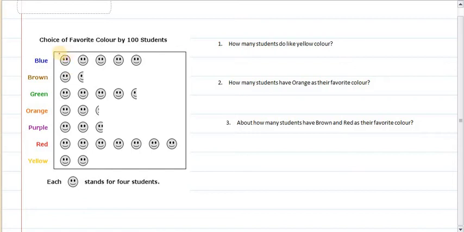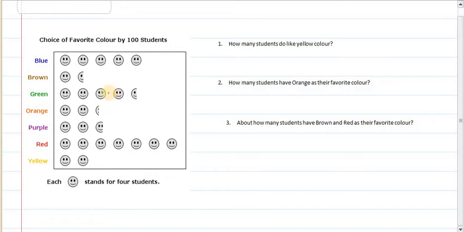That is going to be 28. Now here I have another pictograph. You can see in the picture that the favorite color of 100 students was asked, and depending on their answers, the data was shown in the form of a tally, in the form of a pictograph, and the pictograph is drawn here. So we have to elaborate this pictograph.